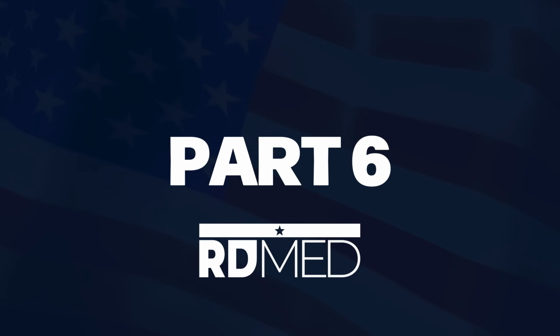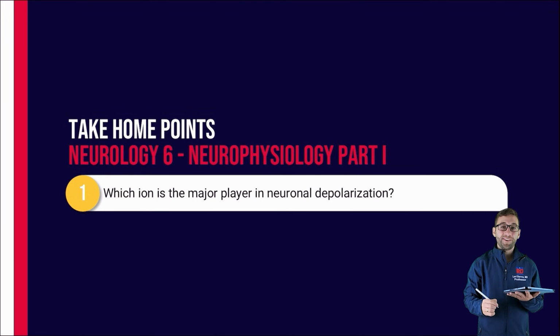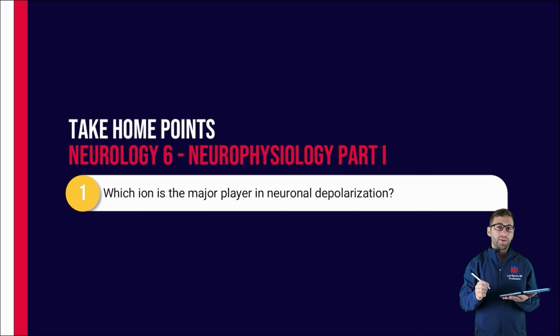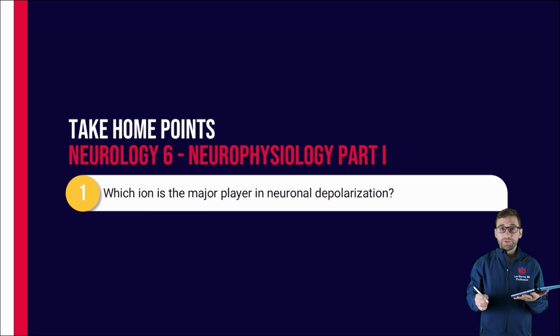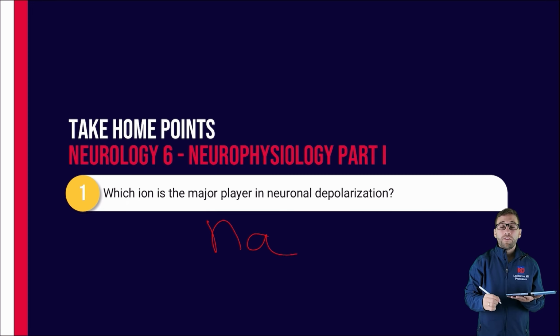Part 6. Welcome to our take-home point session on neurophysiology, part 1. Which ion is a major player in neuronal depolarization? The answer for that is sodium. During an action potential, voltage-gated sodium channels open, allowing sodium ions to rush into the neuron.